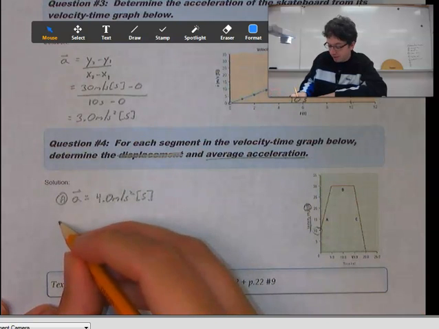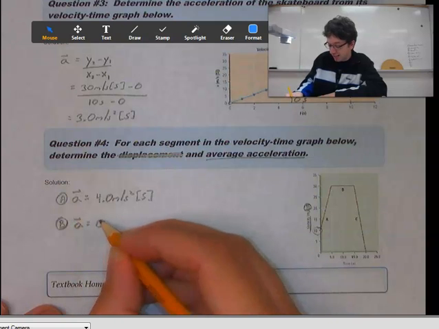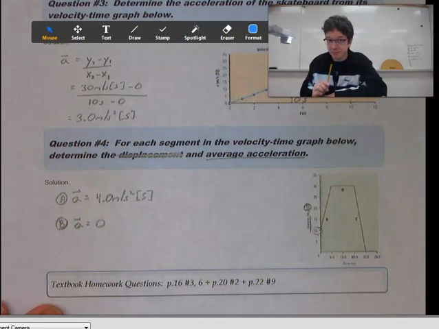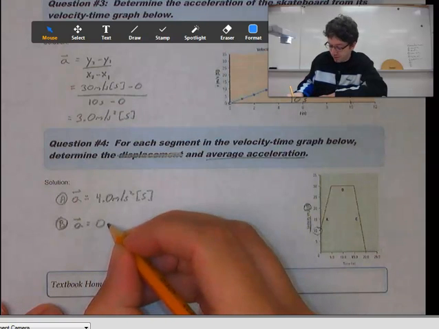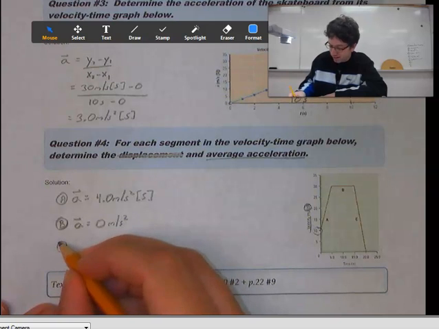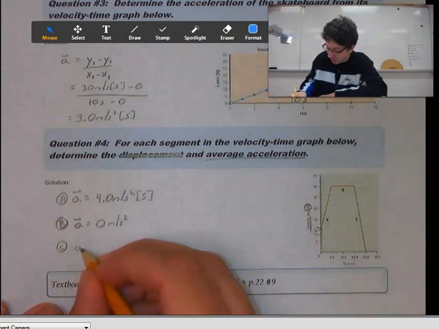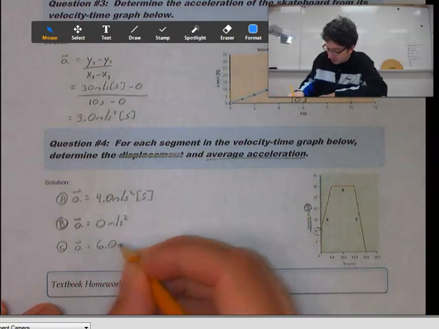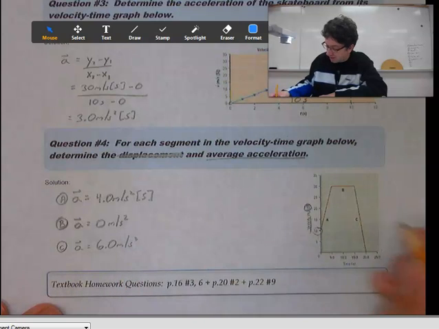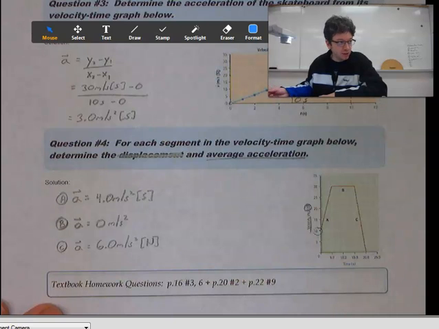For part B, our acceleration is zero because our velocity is unchanging. But remember, acceleration is not the same thing as velocity. So even though acceleration is zero, that doesn't mean we're at rest. We're still moving, but there's no acceleration. Our velocity just isn't changing. And C, just like above, where we got 6 meters per second east, in this case we'll get 6 meters per second squared north. And we're just calculating the slope.